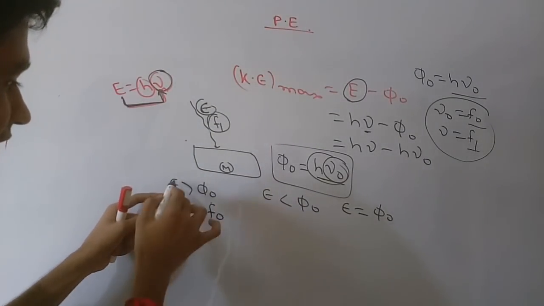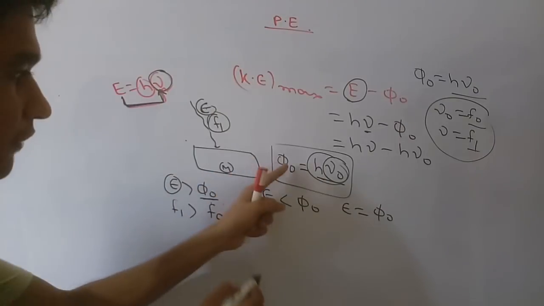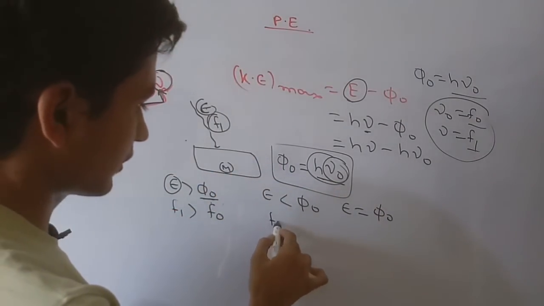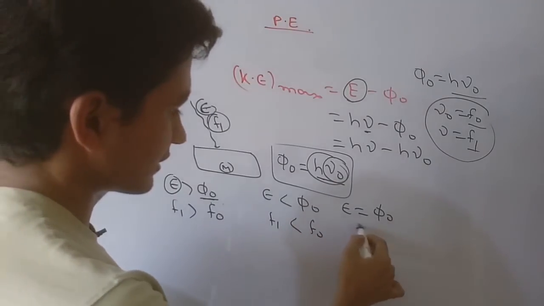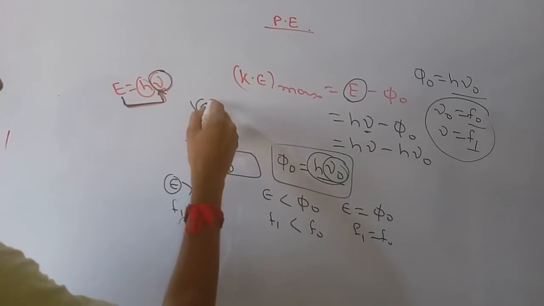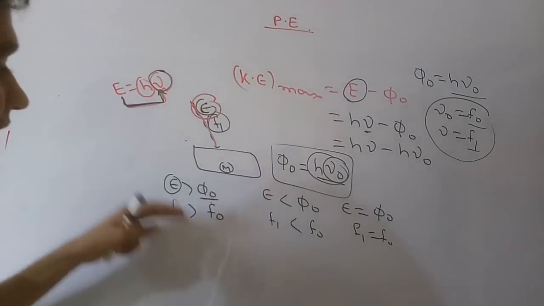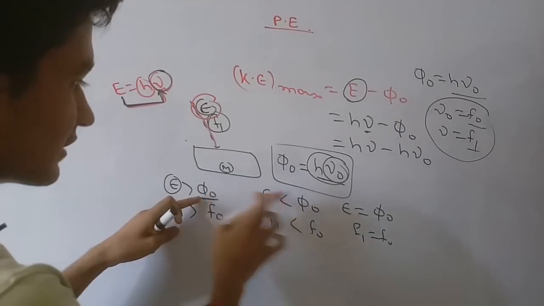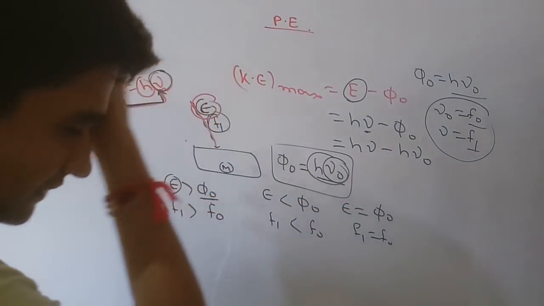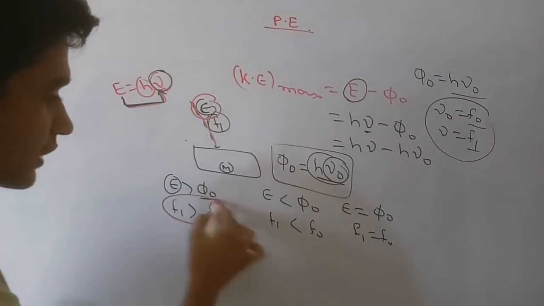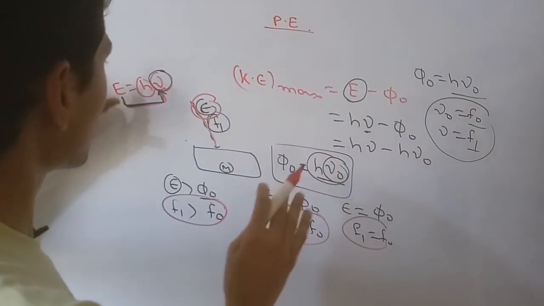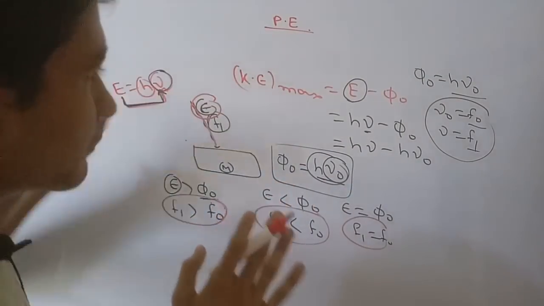So in this condition, energy is greater than phi, so f1 must be greater than f0. In this condition, f1 is lesser than f0. In this condition, f1 is equal to f0. I want to tell that this is the energy which you are supplying externally, and it may be equal to this, less than this, or not equal to this. In the same way, you can also correlate frequency, because when we are talking about energy, we are talking just about frequency.